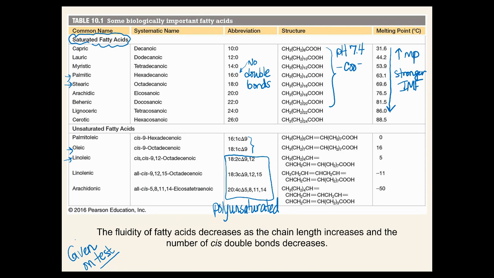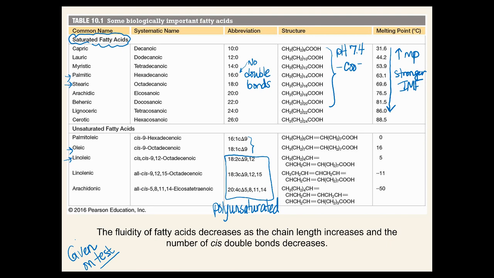Okay, so we want to take a look at a little bit more in terms of how this will affect their properties. One of the things we're going to start getting into is the idea that function is affected by structure. We're saying it a little differently: structure affects function. The fluidity of the fatty acids will decrease as the chain length increases, meaning that their melting point will increase. And the fluidity of the fatty acid decreases as the number of cis bonds decreases.